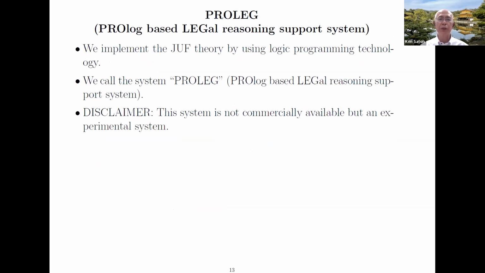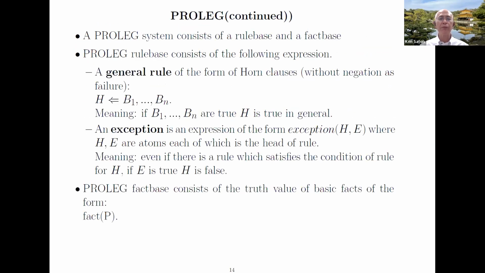So we implement the JUF theory by using logic programming technology, and we call the system a PROLEG-based legal reasoning support system. It's not commercially available, but still an experimental system. The PROLEG system consists of a rule base and a fact base. The PROLEG rule base consists of the following expressions, in two categories: one is a general rule, and the other is an exception.